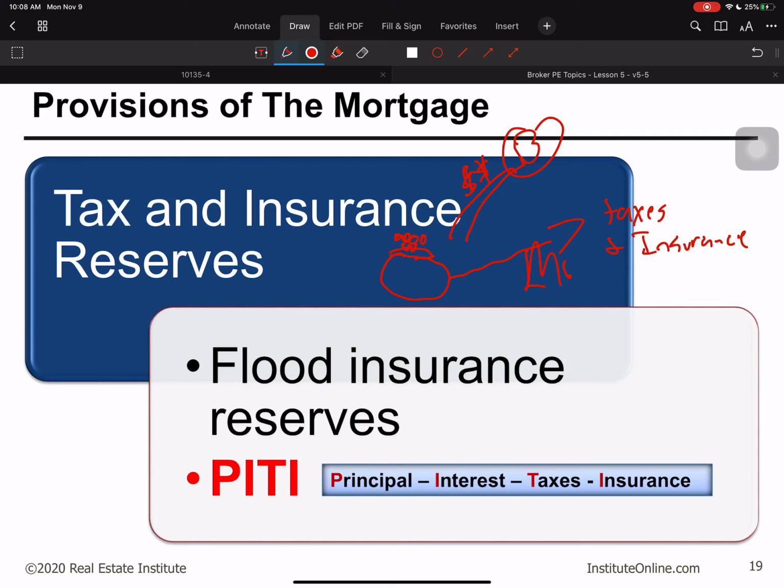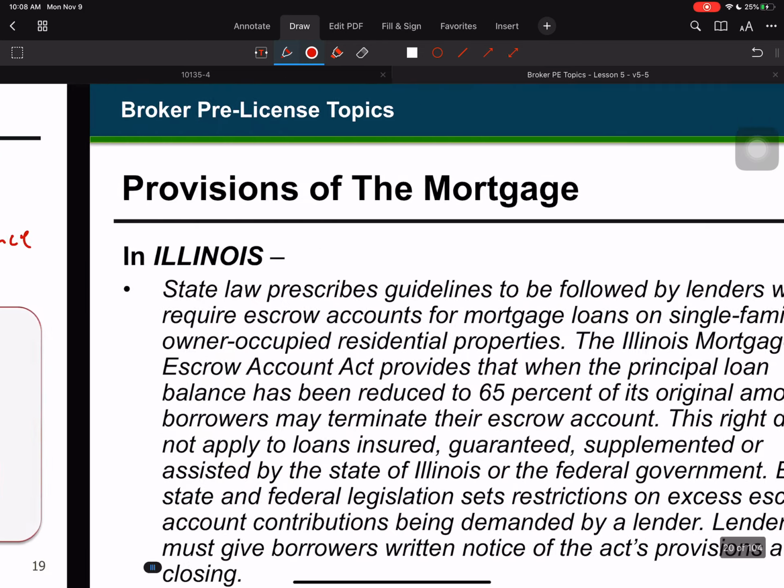Flood insurance reserves. If a property lies in a flood plain, they're going to need extra insurance in order to cover it, just in case it floods or anything like that. Sometimes it could be an extra 700, extra 1500, extra 2500, depending on what level of flood zone it's in. Okay, when we talk about PITI, we talk about principal, interest, taxes, and insurance.